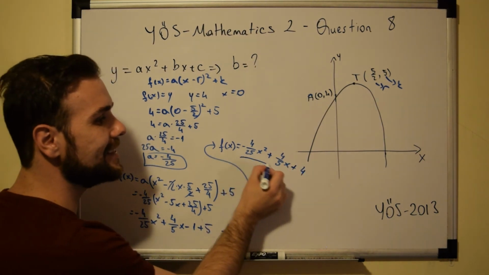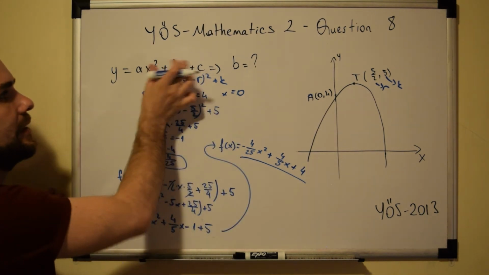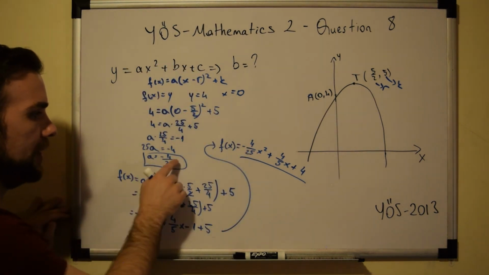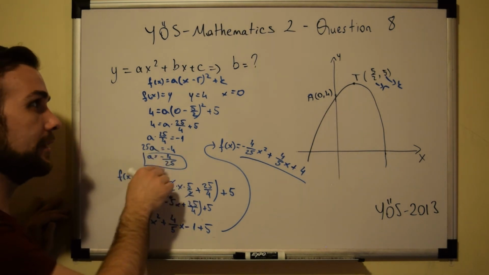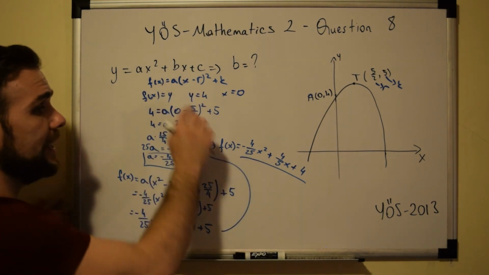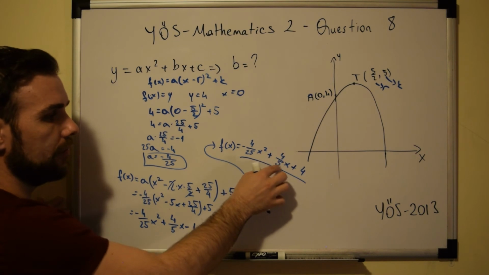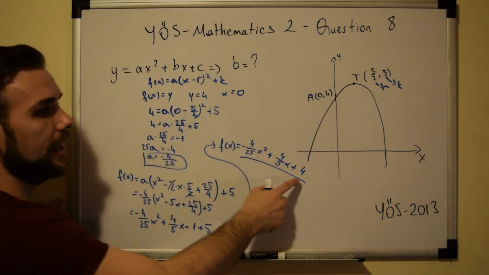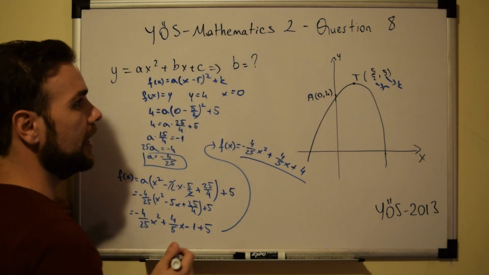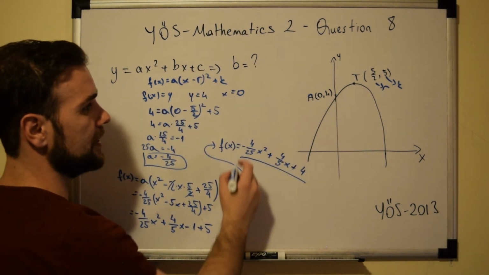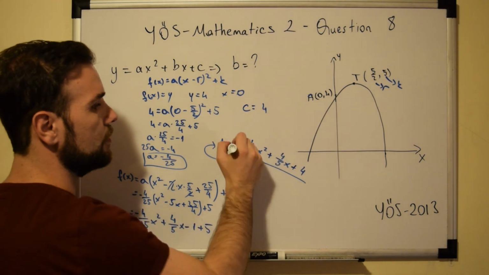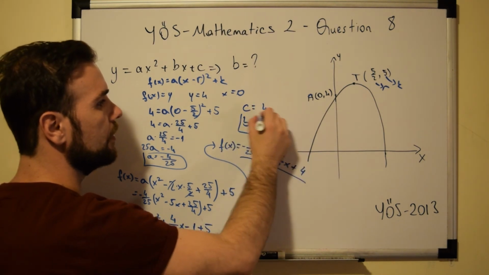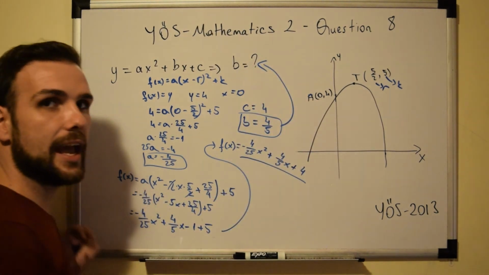Now as you can see, this is the same as what we have over here. A stands for minus 4 over 25, which is the result that we already found. We have bx, this is 4 over 5x, so 4 over 5 represents b, and we have c, which represents 4. So the value of c here is 4, and the value of b is 4 over 5, which is what we have been asked for.